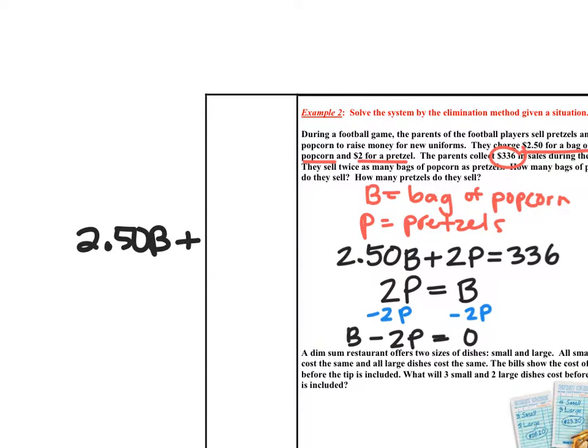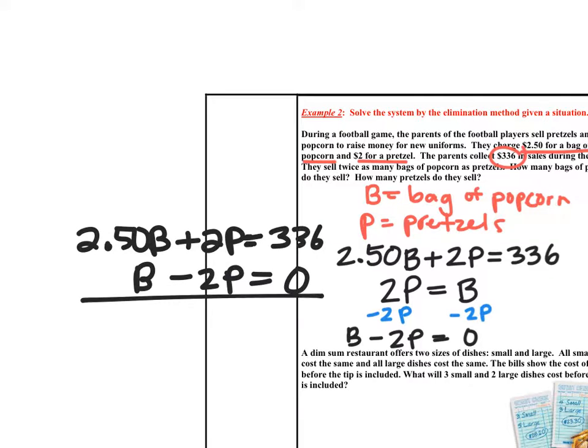350B plus 2P is equal to 336. We're not messing with that. I rearranged the second equation to get it in a form so I could use elimination, because we're on elimination day, and I'm asking you to solve it that way. The P's would cancel out, so you're left with 350B, because that's 1, is equal to 336.